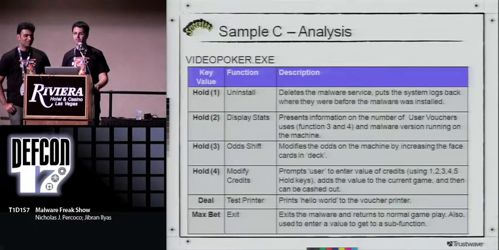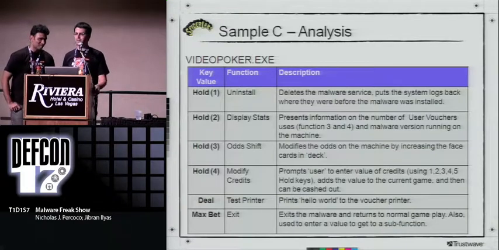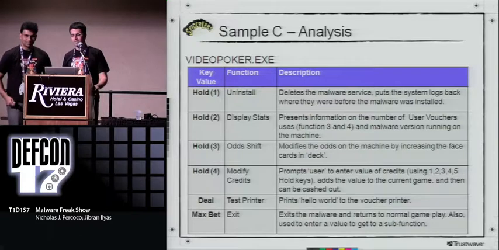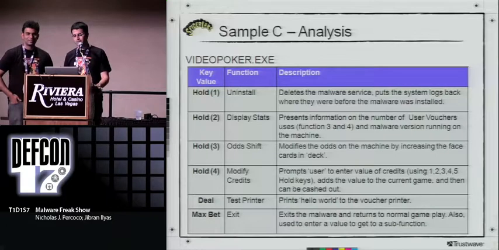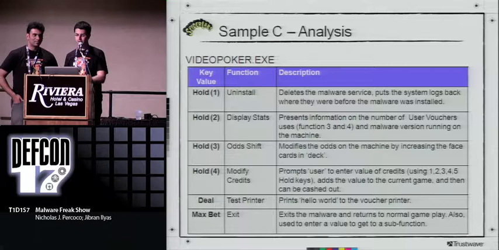So the functions we put into this demo: your keyboard input is very limited. You walk up to a video poker machine, you have the hold keys, your deal, your max bet, and some various other keys, but you don't have a full keyboard. So you have to really make use of those if you're going to write malware for this. In the examples here, if you authenticate with the video poker machine and hit the hold 1 button, it uninstalls the malware, so you can wipe the tracks that it's been running on there. Hit number 2, it displays stats on the system. It tells you how many uses have taken place with this malware, and various other things.